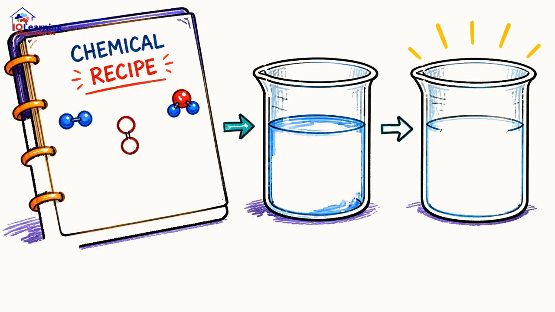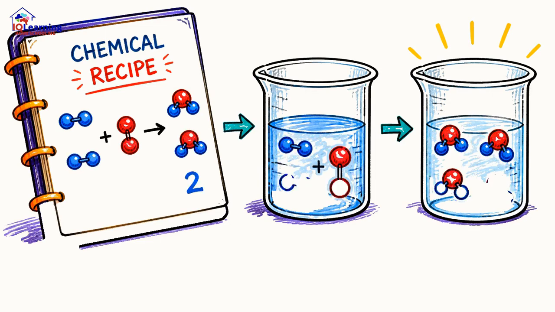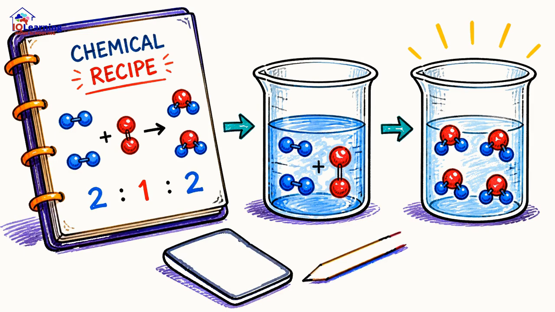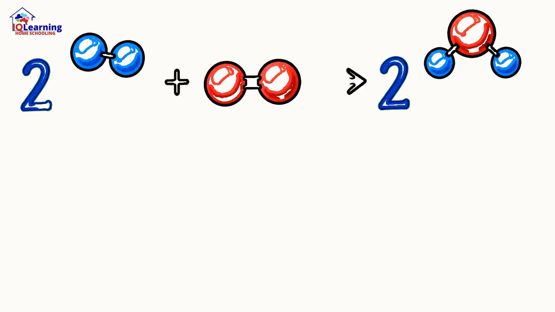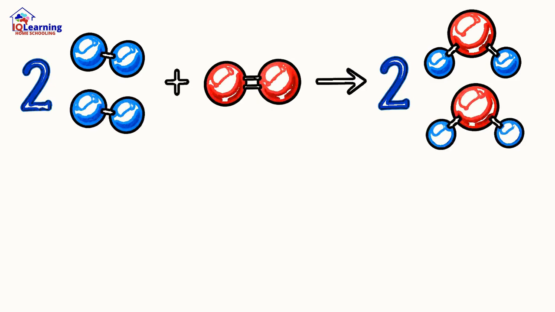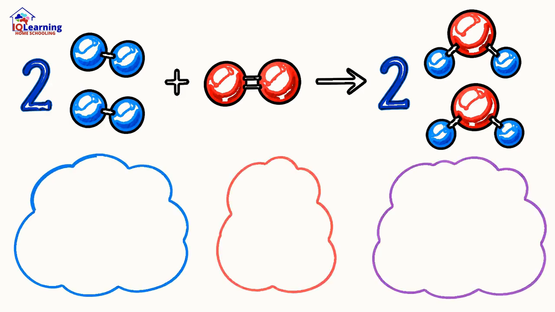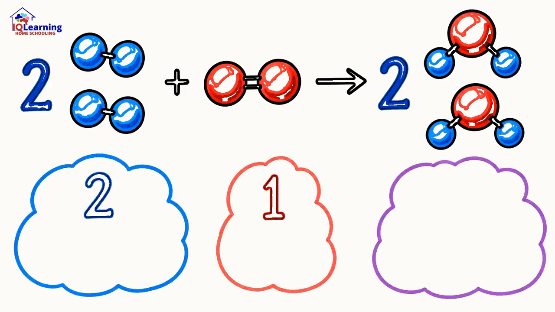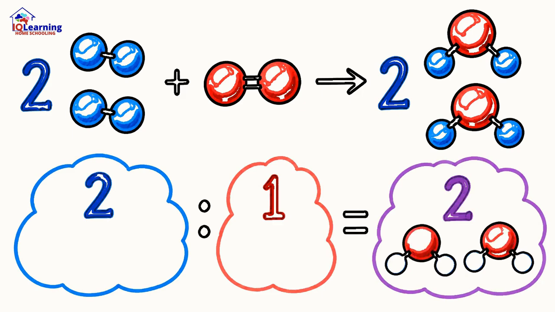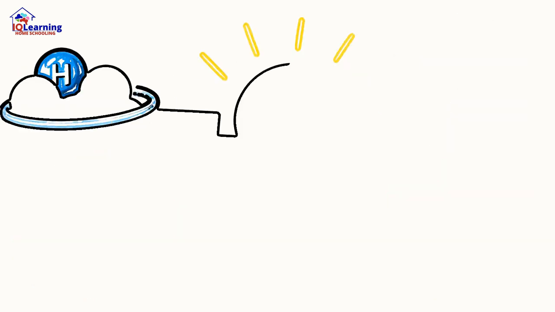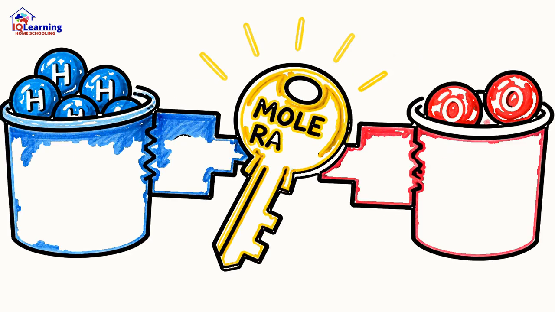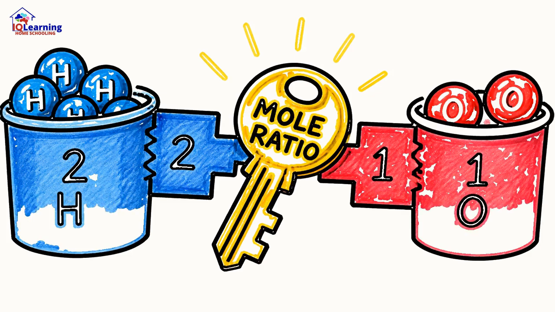It's the math that lets us follow a chemical recipe with absolute precision, predicting exactly how much we'll get from a reaction. At the heart of this recipe is the mole ratio. A balanced equation like 2H2 + O2 yields 2H2O doesn't just say hydrogen and oxygen make water, it tells us the exact ratio, 2 moles of hydrogen for every 1 mole of oxygen. This ratio is our secret multiplier, the only way to convert from one ingredient to another.